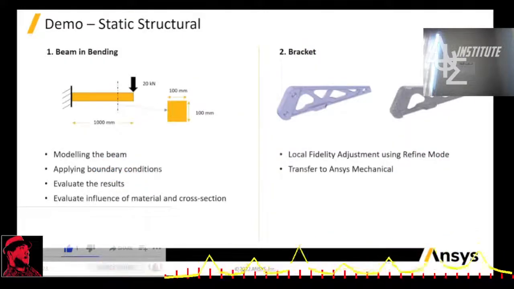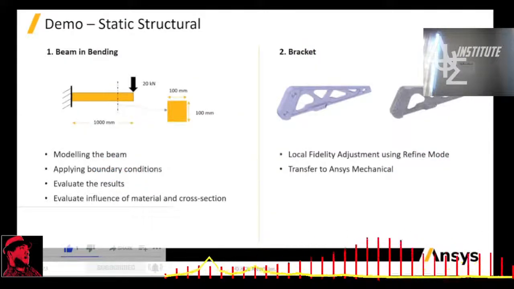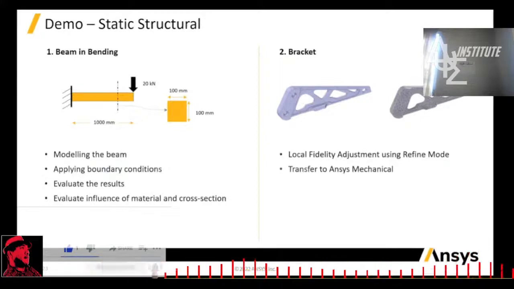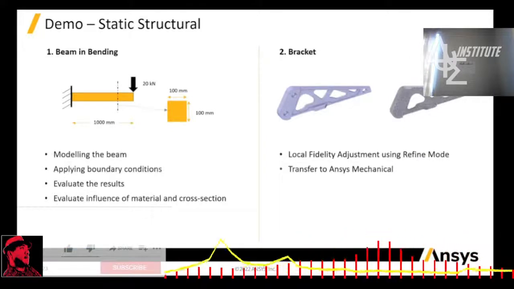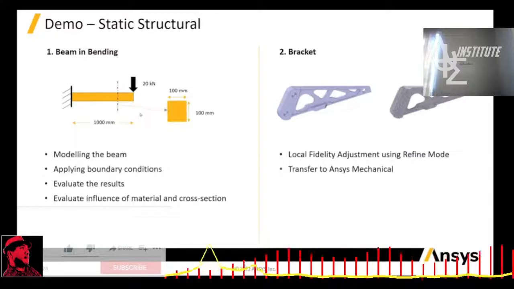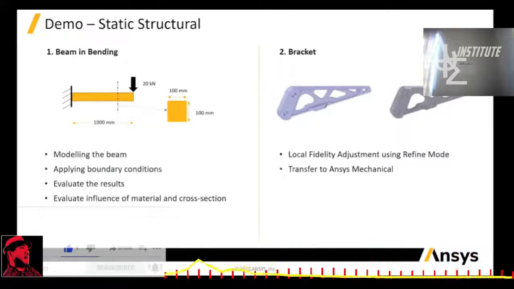Now, in today's demonstration, I will be showing you two models, one focusing on the explore mode and the other one showcasing some additional features that are available with our refine mode. So looking at the two models on the slide, first we will start with modeling a beam, applying the boundary conditions. Then we will evaluate the results and evaluate the influence of material and cross-section changes.